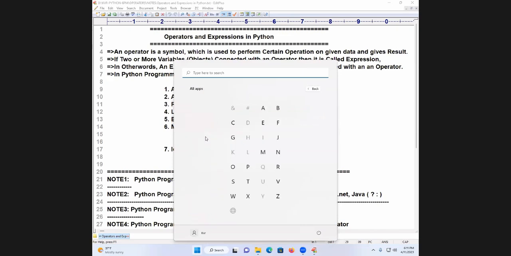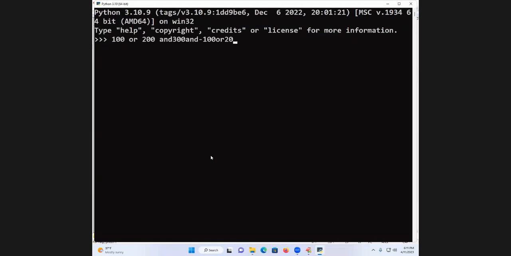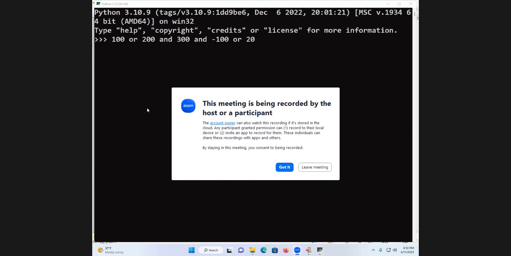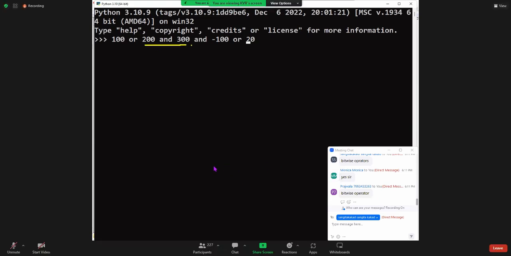Go to the command prompt. Observe now. These are the points we have, and then this is 20. What is the answer now? Try to look at this. First, I told you which operator comes first. First, you see this and observe this. Both of you need to evaluate.